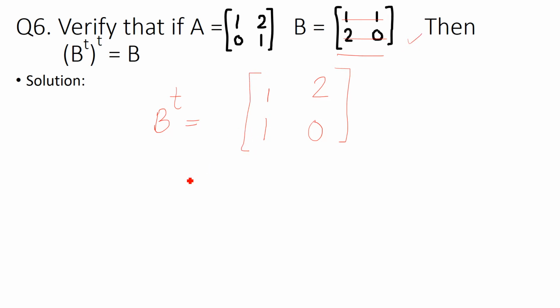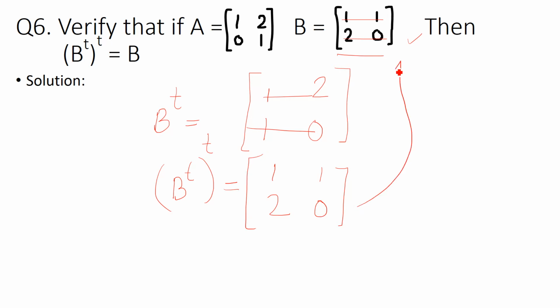Now we have to consider this B transpose, then whole transpose, the transpose of this B transpose, right? So this is one row, make it a column. This is one row, make it a column, and see, it should be the same. 1 1 2 0, 1 1 2 0. So we have proved that B transpose whole transpose is equal to B, or left hand side is equal to right hand side. So in this lesson you have learned kinds of matrices, negative of matrices, and the transpose of matrices.